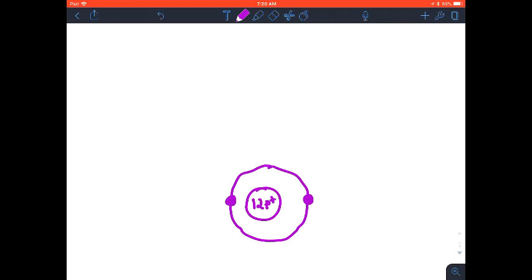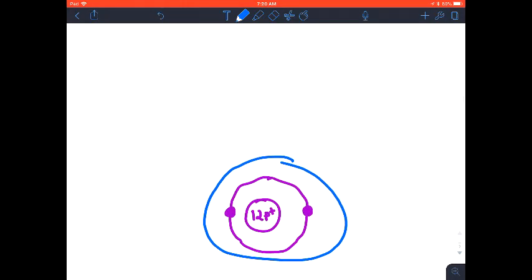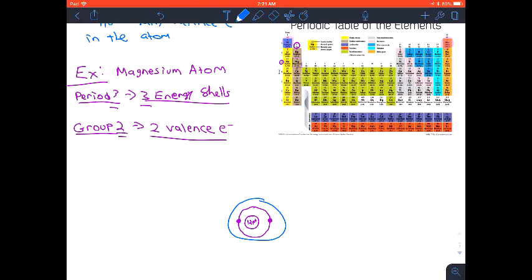Because there's no more elements in the first period, it's time to move on to the second period. So our second period. How many atoms do we have in the second period? Well, let's count. We have 1, 2, 3, 4, 5, 6, 7, 8. So therefore, we need 8 electrons in the second period. 1, 2, 3, 4, 5, 6, 7, 8.